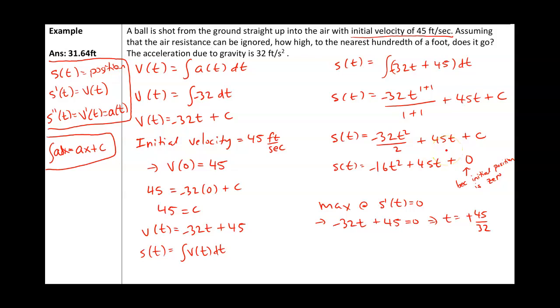Now, what does the question actually say? It says, how high does it go? So the maximum value of this function, s of t, is when the first derivative of that is equal to 0. So the first derivative of this is going to be negative 32t plus 45 equal to 0. And then t is going to equal positive 45 over 32. So if you subtract 45 divided by negative 32, we get 45 over 32. And then if you plug the time into the position function, we get 31.64 feet. Long lesson.